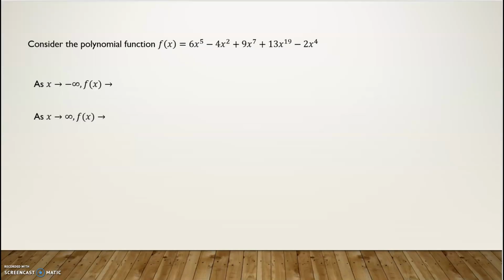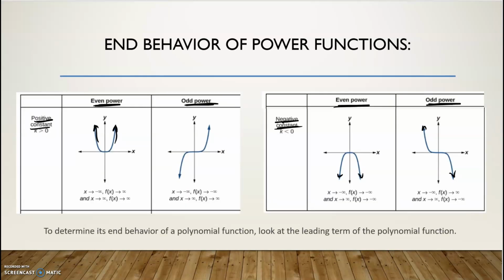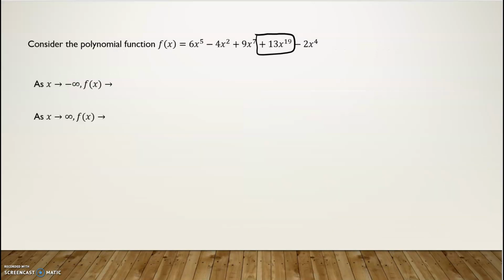And last one here, here is our leading term. So we have a positive coefficient, but an odd power. As x goes to negative infinity, our function should go to negative infinity. As x goes to positive infinity, our function should go to positive infinity.